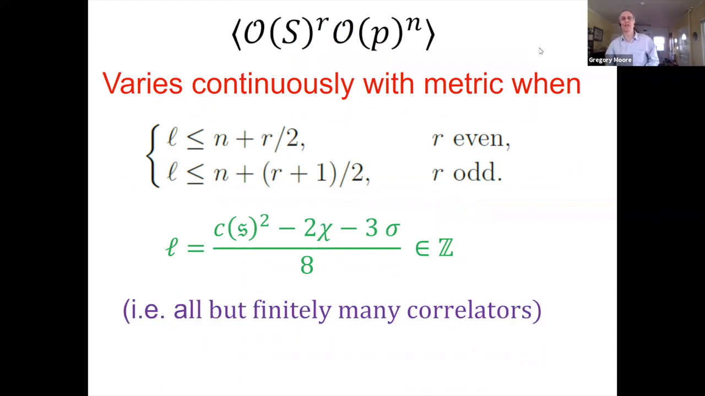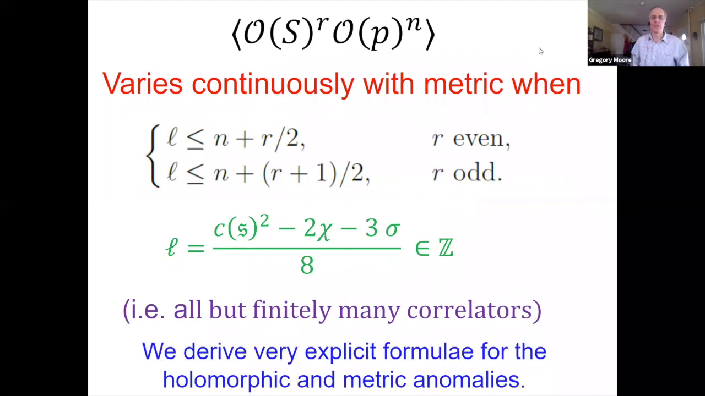Which means all but finitely many correlators are actually not topological, but we can derive very explicit formulae for the holomorphic and metric anomalies, so we understand very well how it depends on metric. I should say something very similar was observed by Edward and me in the N=4 case also.